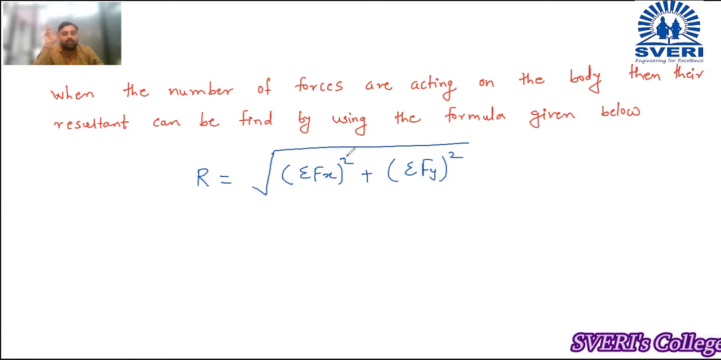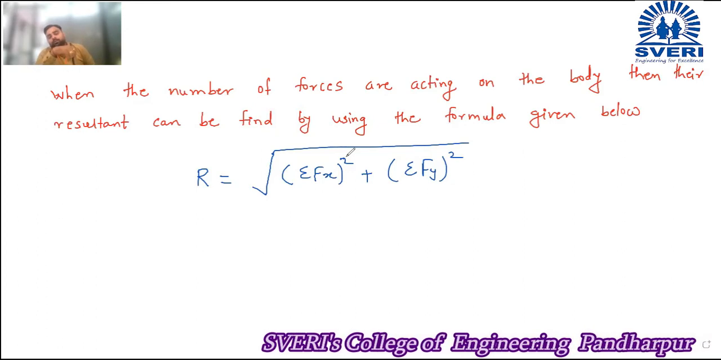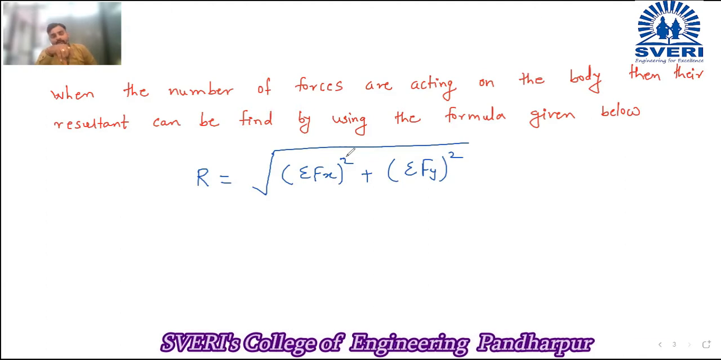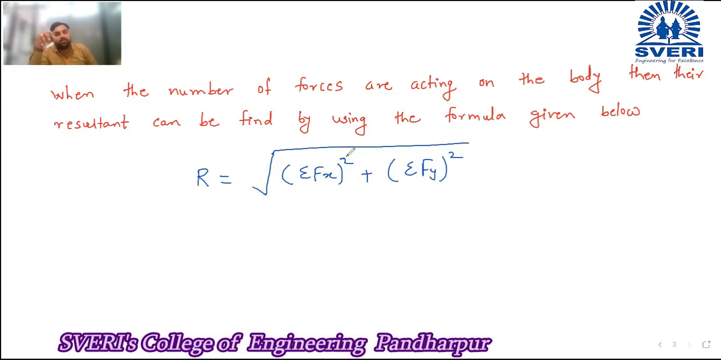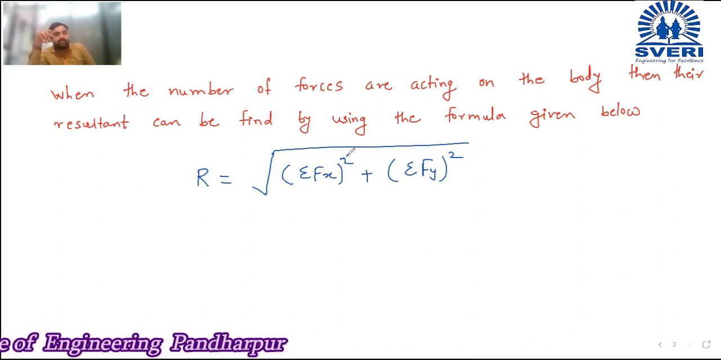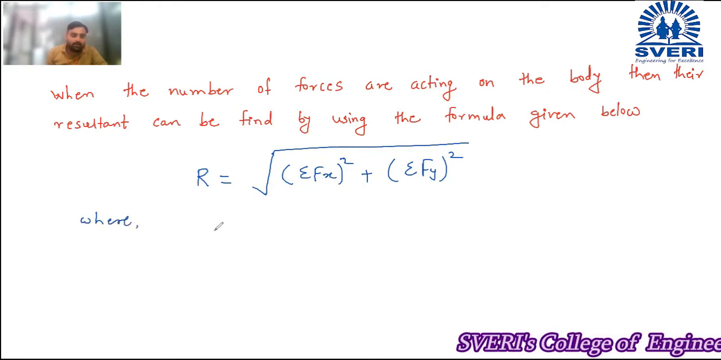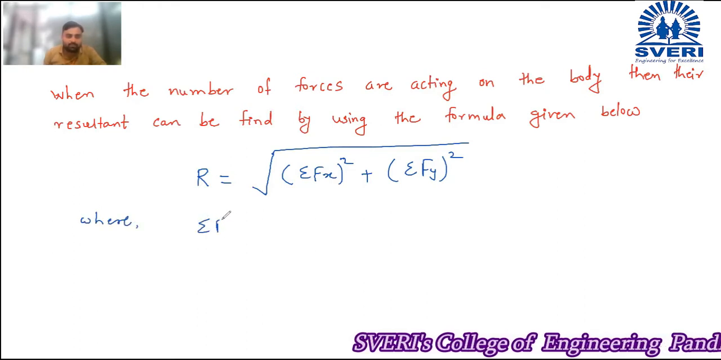If more than two forces are acting on the body, then you cannot use the law of parallelogram of forces. To overcome this limitation, this formula has been evolved. To calculate the resultant, R is equal to under root summation Fx square plus summation Fy square. Let me write the meaning of each quantity. What does summation Fx mean?